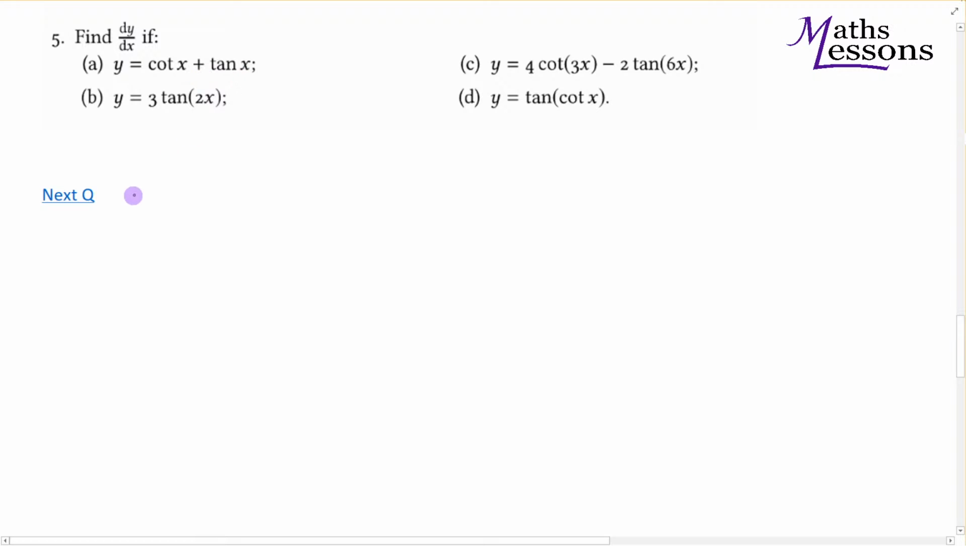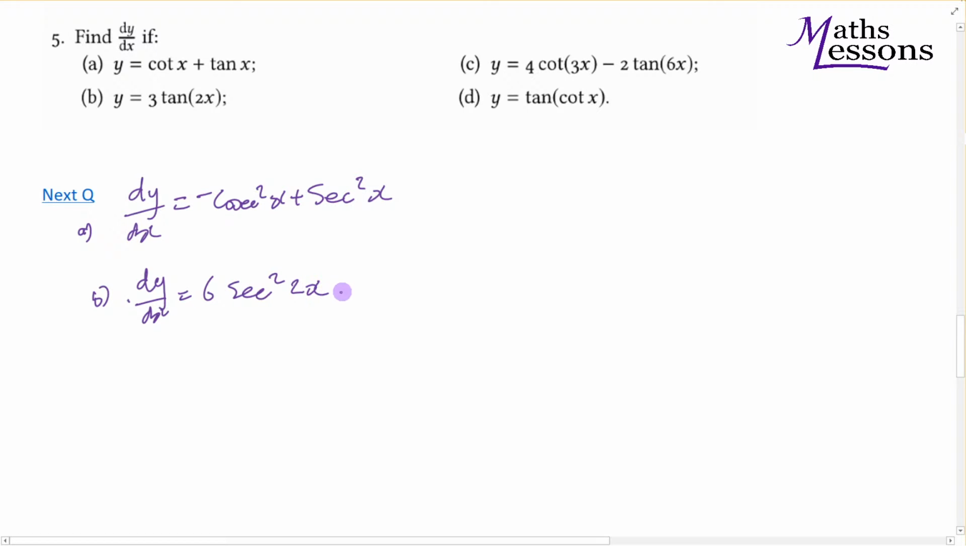If we're going to differentiate this, the first one's nice and easy. It's just a standard, use the formula. So cot goes to minus cosec squared x, and tan goes to plus sec squared x. You just learn those off by heart and then just write them out. For B, we know that tan goes to sec squared, but we've got tan 2x, so that will go to 2 sec squared 2x. So 2 times 3 is 6, so we get 6 sec squared 2x.